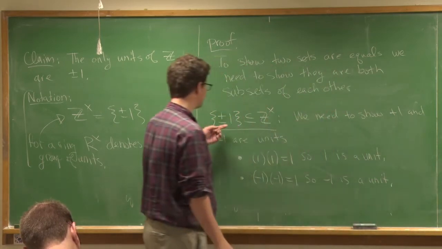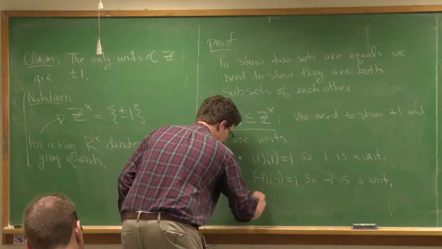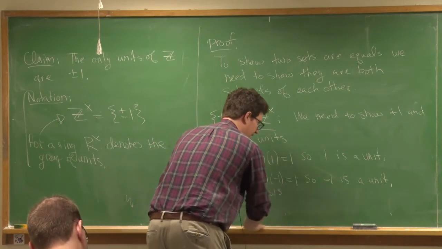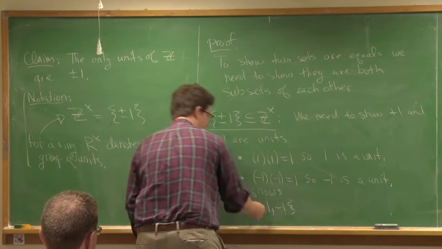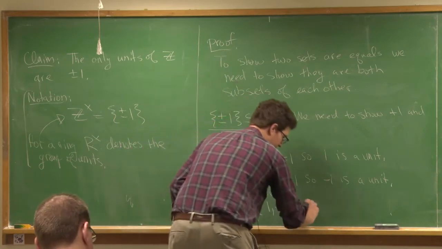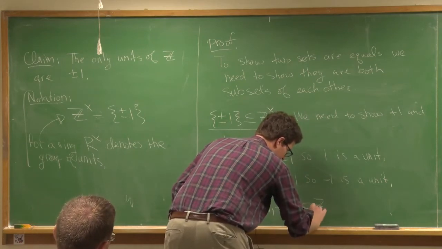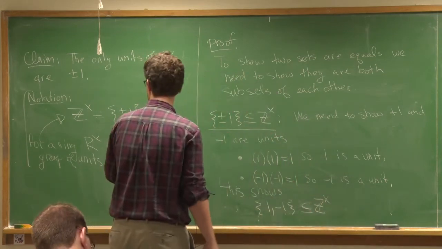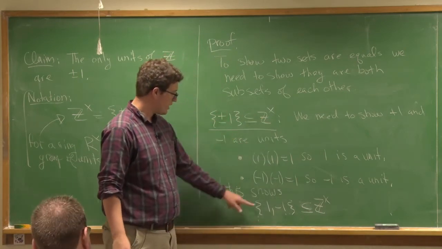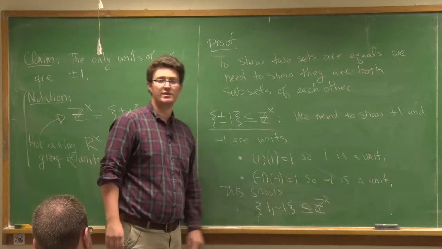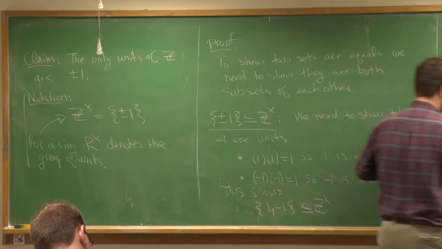Okay, so this proves that this set here, this shows that the set {1, minus 1}, which is the same thing as the set plus or minus 1, right? That's what we mean by that, is a subset of this. So this is the subset symbol. Okay, so we've shown that these guys are units. That's the easy part. Now it remains to show the other way. So let's show the other direction.